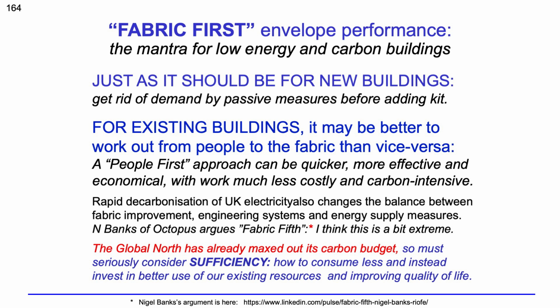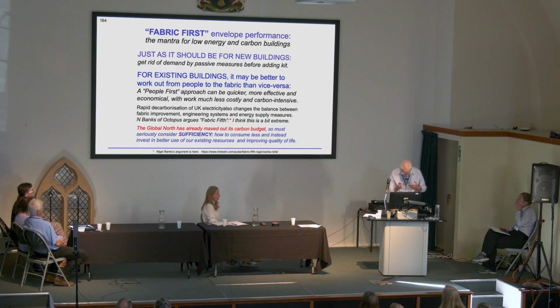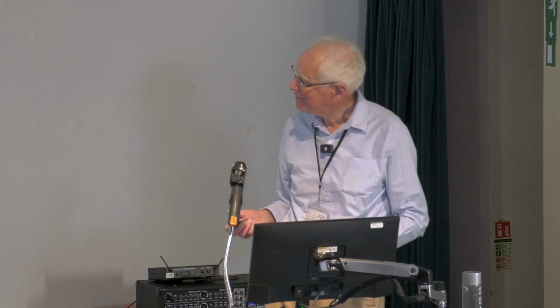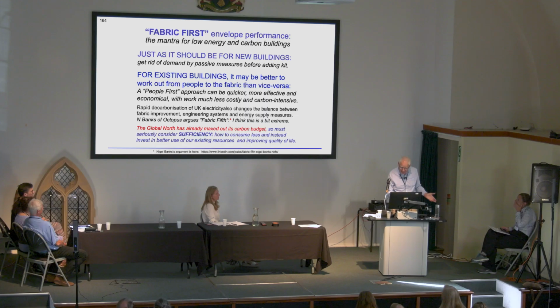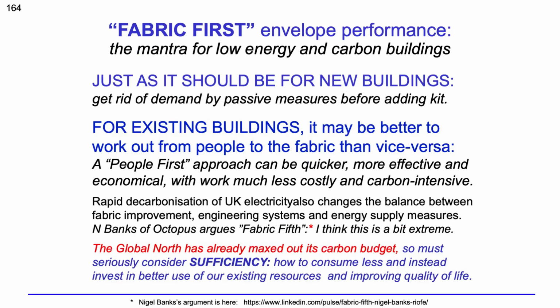And also, times have changed in the last 20 years. Electricity has got much less carbon in it. So all of a sudden, getting off fossil fuels means much more getting off gas, rather than, when I first started in this area, electricity had 4 times as much carbon in it as gas. Now it has less on average, and sometimes very little when the solar or wind are blasting away. And so somebody from Octopus, but of course he would say that, says fabric fifth in some of his talks, but they're worth looking at. I don't agree because, as you will see on the next slide.